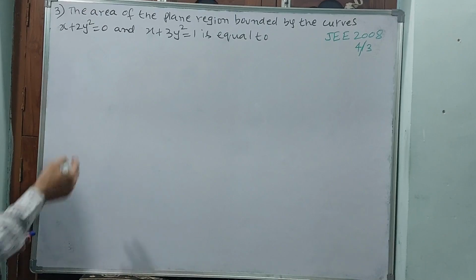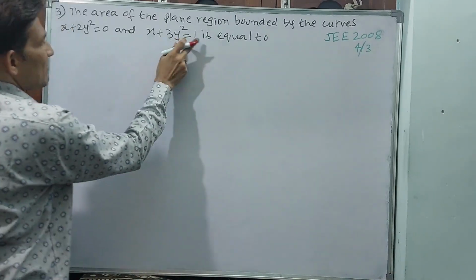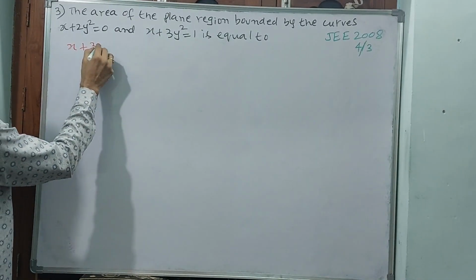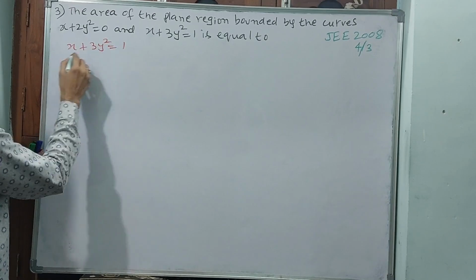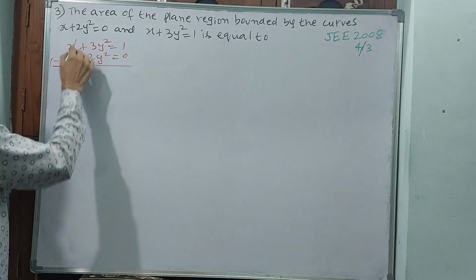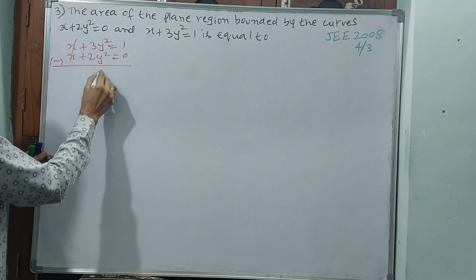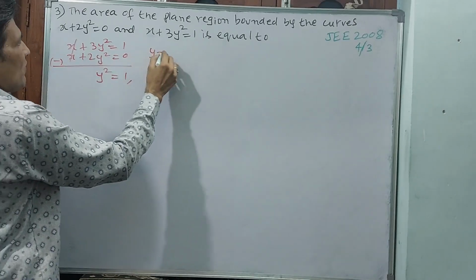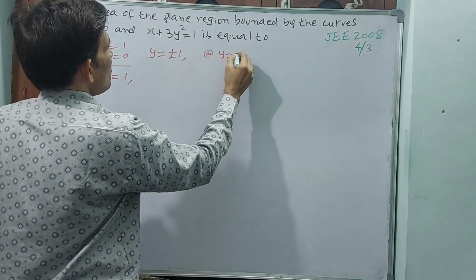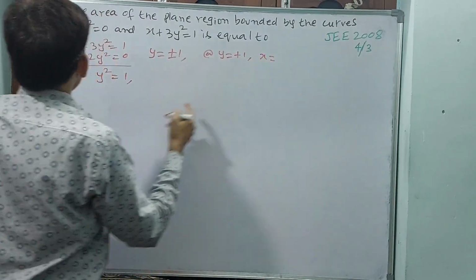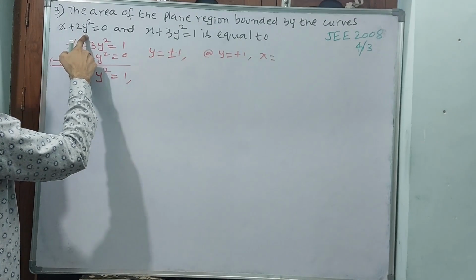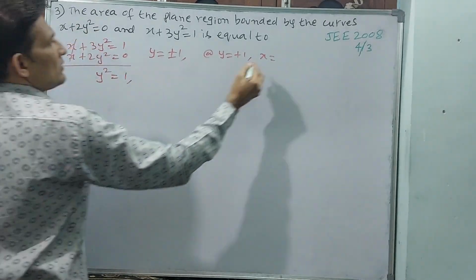See, x plus 2y square is equal to 0 and x plus 3y square is equal to 1. If you solve these two, you are going to get the values. I will write it: x plus 3y square is equal to 1, x plus 2y square is equal to 0. Subtract, x is going to get cancelled, 3y square minus 2y square, y square is equal to 1. That means y is equal to plus or minus 1. At y is equal to plus 1, 1 square means 1 only, x is equal to minus 2.